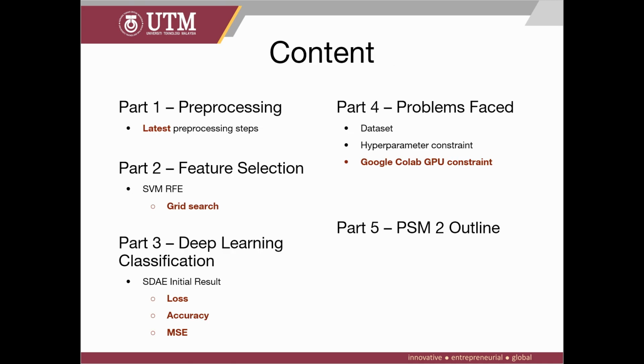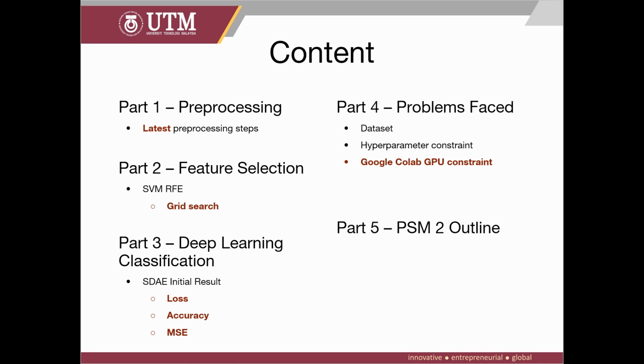This is the content of my presentation. So similar to last time, I have also divided the content into 5 parts. So the first part I will be discussing the pre-processing process. So I have updated the latest pre-processing steps. So for part 2, for feature selection, to find the best hyperparameter for SVM-RFE, I have used the grid search method to find it. So for part 3, I have the deep learning classification.